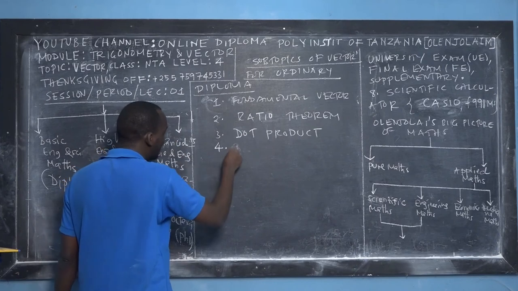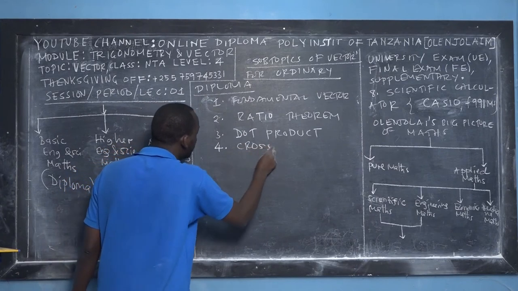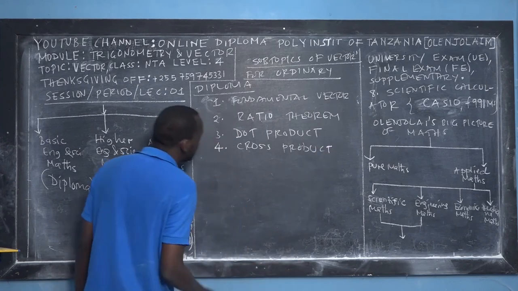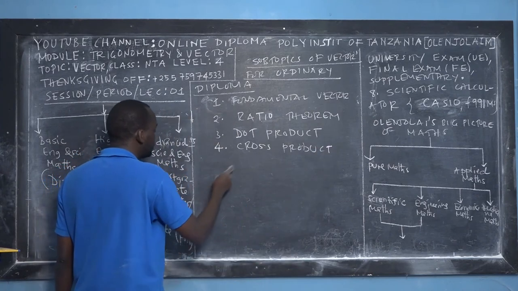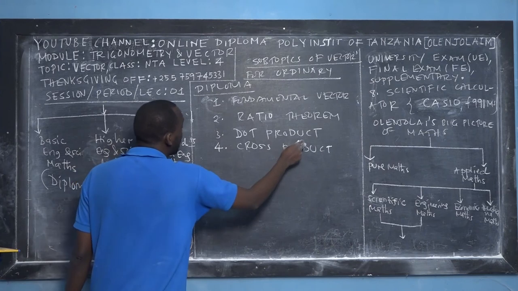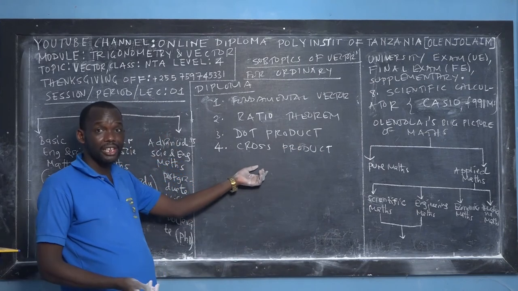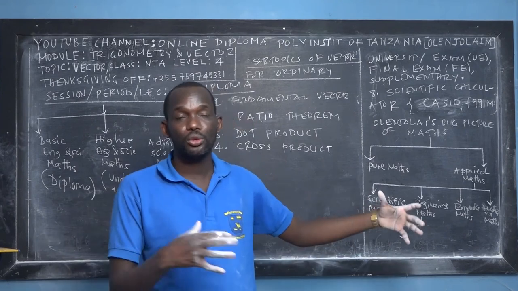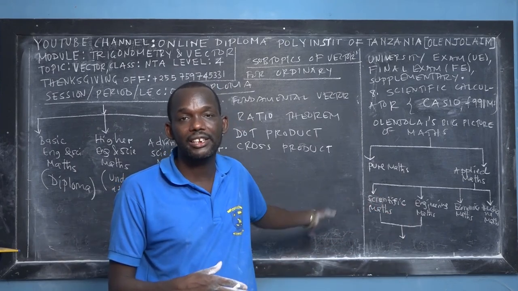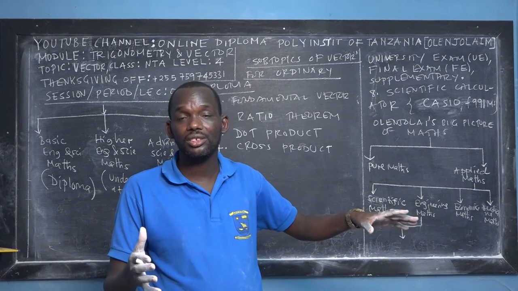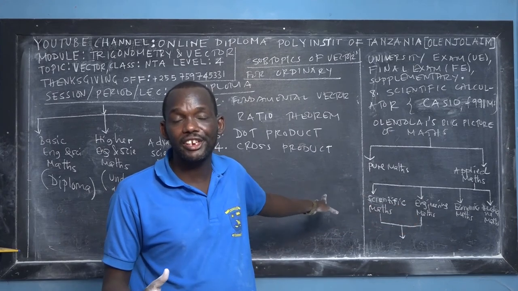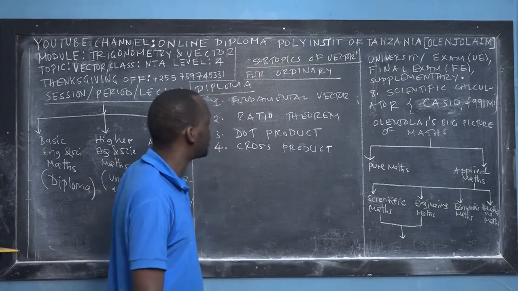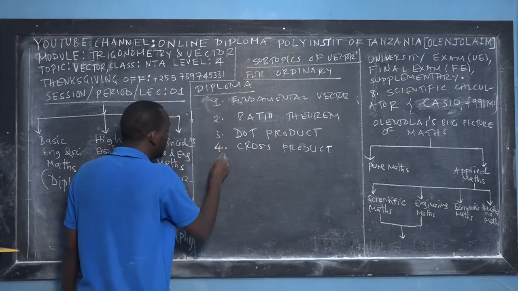After the dot product, the next subtopic is the cross product and its applications. It is very important, especially the cross product, because we have vector calculus at undergraduate level, and for some quantities we have to use the concepts of the dot product and cross product to find them. We also have the gradient of the vector, which is very useful in engineering mathematics.